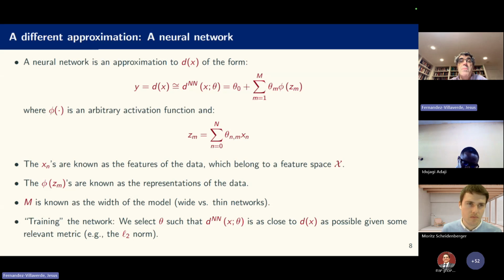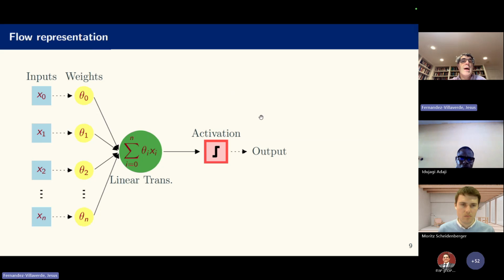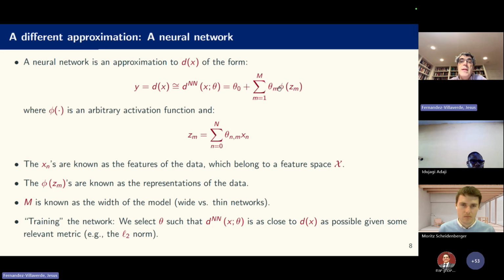So the idea is very simple. Again, I'm looking for a function d of x, where x are the states of the model, and I parameterize that function as a neural network. Let me give you a graphic representation of what we are doing. We are basically looking at the different inputs, which are going to be, remember, in this particular case, the states of the model. We are finding some weights, we are finding a linear transformation, and then we are activating that linear transformation with this activation function phi.